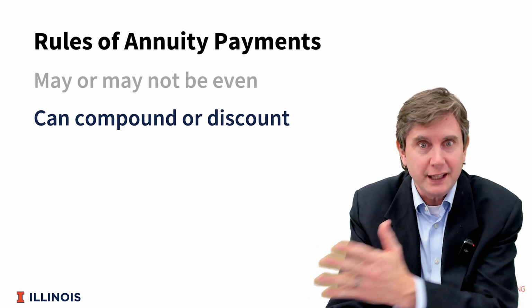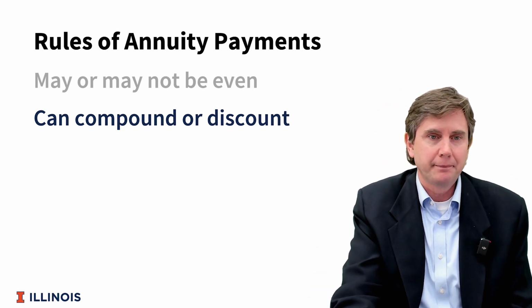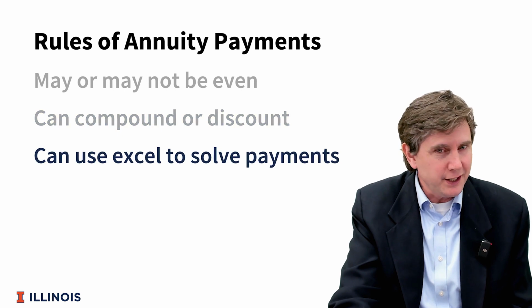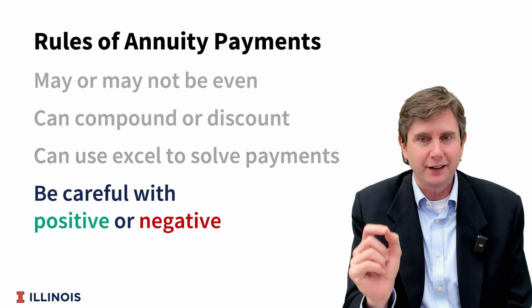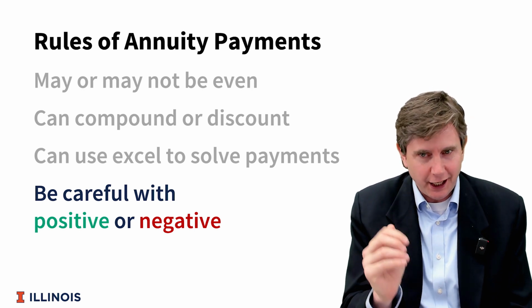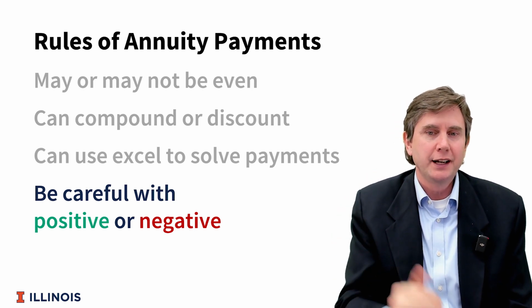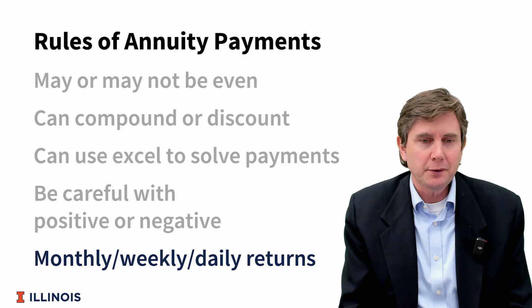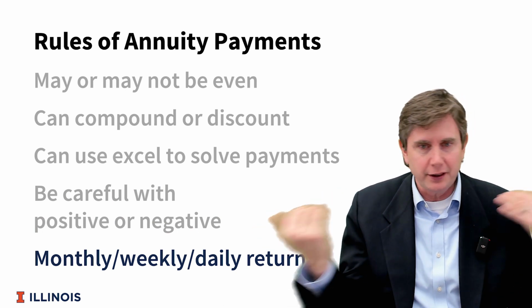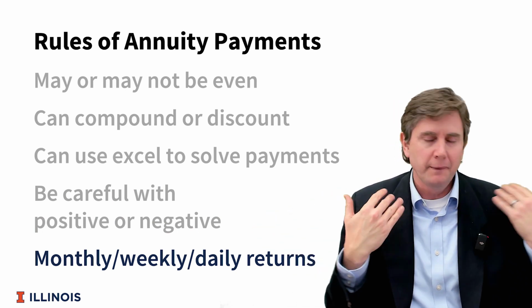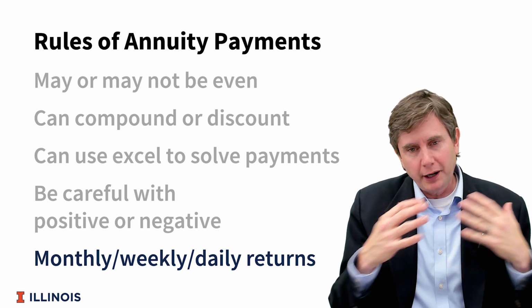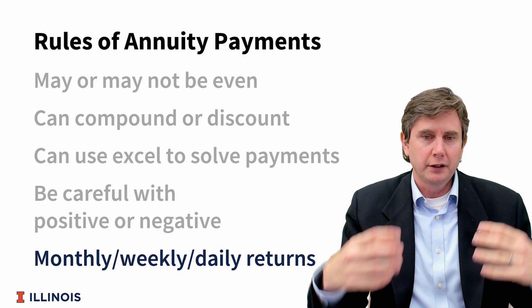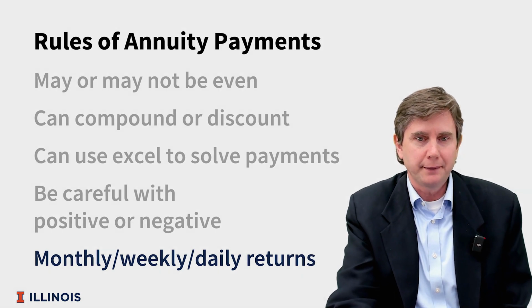I can just as easily discount them back in time. Excel's a pretty easy way to solve payments, but we have to be careful with positives and negatives or it will sink us. When is a cash flow positive? When is a cash flow negative? And with annuity payments, we don't need to solve everything in annual states. So we can use monthly interest, weekly interest, daily interest, because we're not really comparing apples and apples right now. We're usually just solving, looking at one annuity problem at a time.